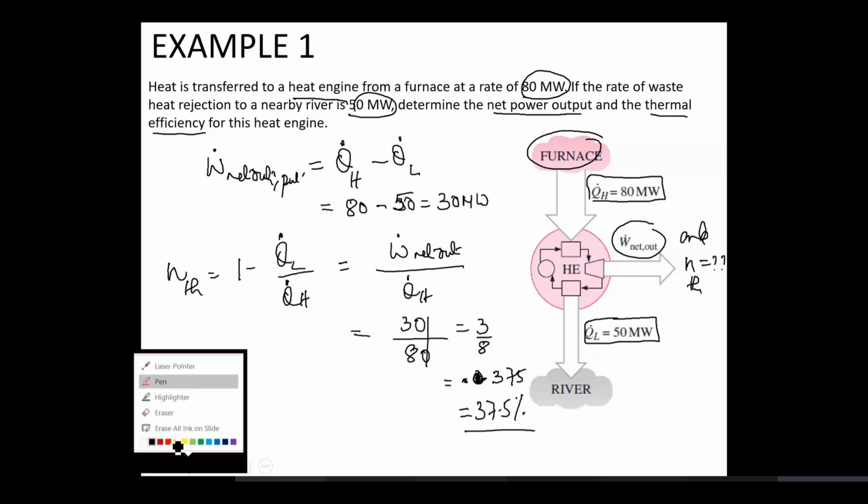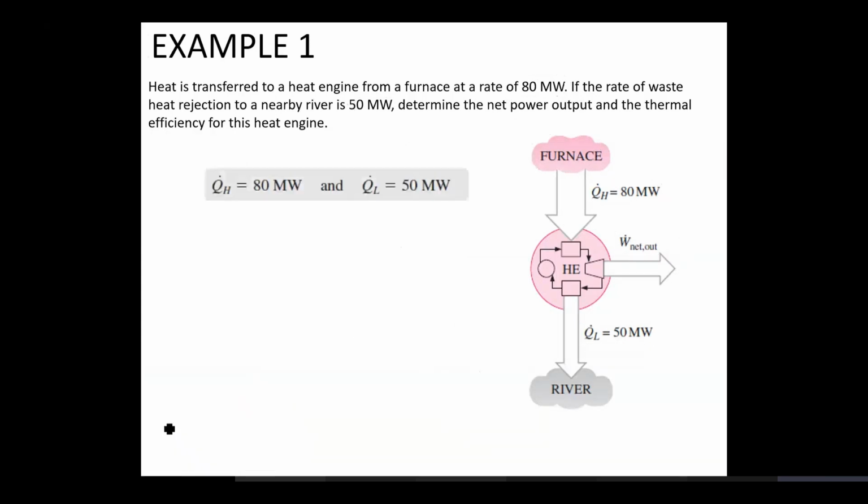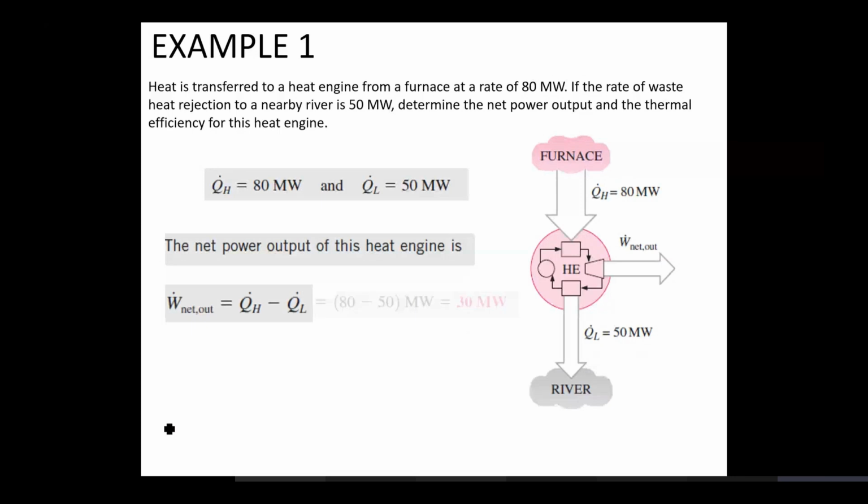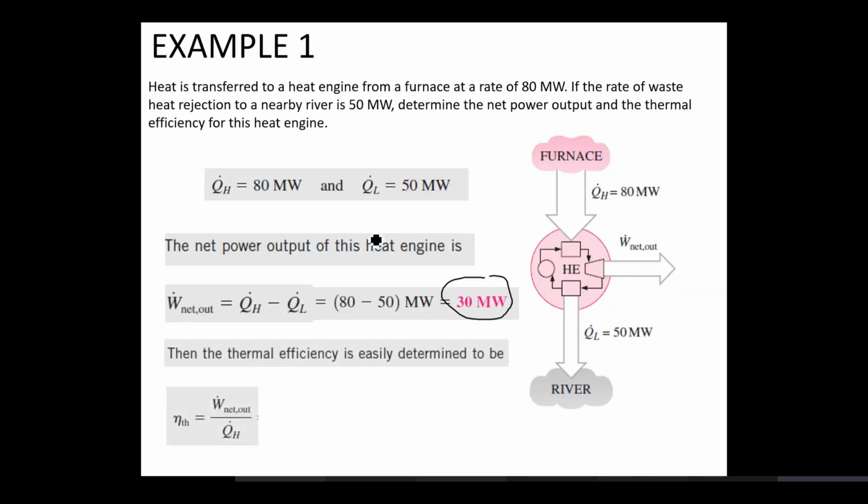So if you look at the solution, again, the net power output, Q dot H minus Q dot L, is 30 megawatt, and the efficiency is work net out divided by Q dot H. This comes out to be 37.5%. Simple enough.